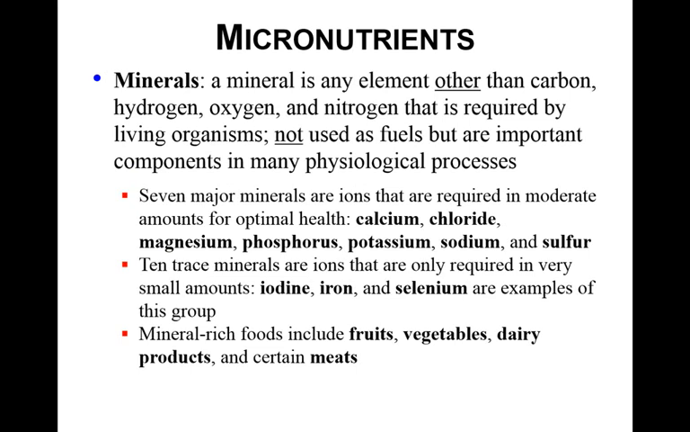A mineral is any element other than carbon, hydrogen, oxygen, and nitrogen that's required by organisms. They are not used as fuel, but they are components in a lot of different processes. There are 7 major minerals that are required: calcium, chloride, magnesium, phosphorus, potassium, sodium, and sulfur. There are 10 trace minerals, which means you only need a little bit of these in your diet: iodine, iron, and selenium. And then this gives you some examples of foods that are mineral rich. Fruits, vegetables, dairy, and certain meats are going to give you some of these really important minerals.